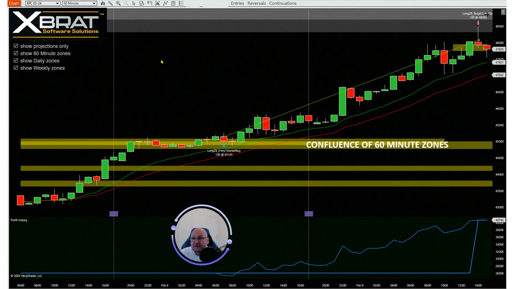So in this case, I've gone to the 60-minute zone because I think 30 is just too small for Bitcoin futures at the moment. We need to be looking at the 60-minute for those short-term swings. So we've got a confluence of 60-minute zones. Remember, they were pink on the other ones, but now we've gone to the 6-minute time frame, the native time frame becomes yellow on the Expat Guardian zones.